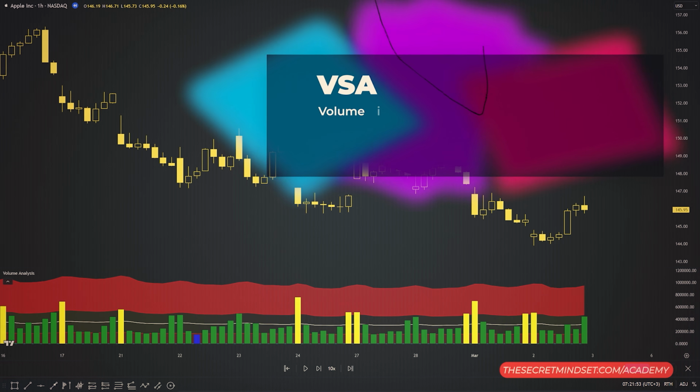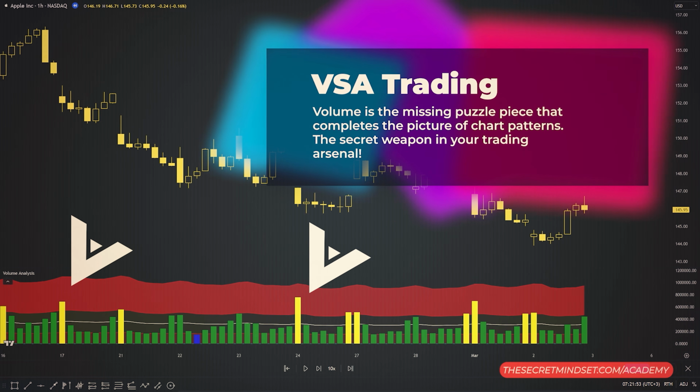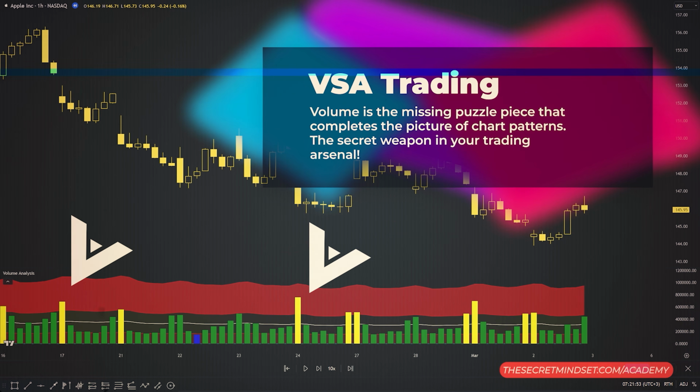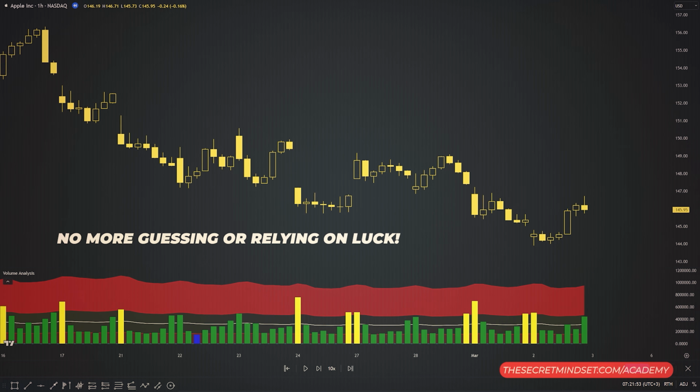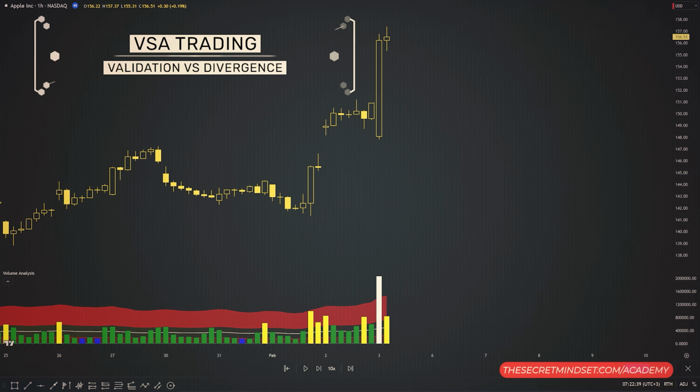Make no mistake, volume is the missing puzzle piece that completes the picture of chart patterns, the secret weapon in your trading arsenal. So starting today, no more guessing or relying on luck. Now, when applying volume spread analysis, there are two important factors to consider.